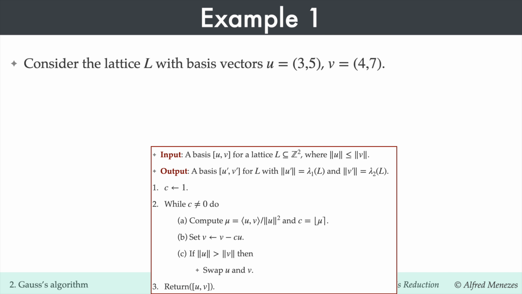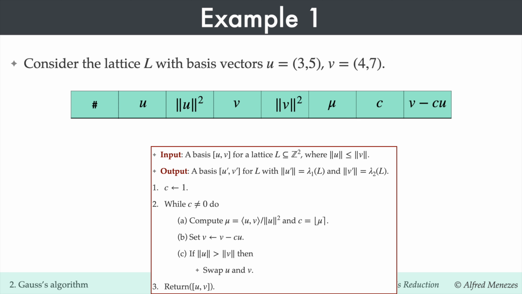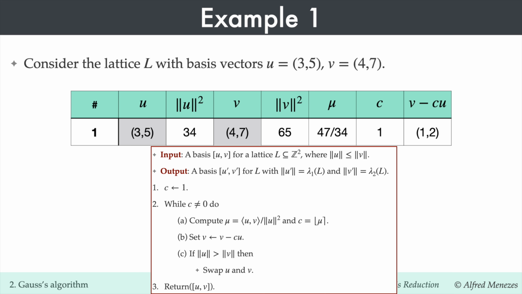Let's walk through an example of Gauss's algorithm. We're given a basis u, which is (3, 5), and v, which is (4, 7), for a two-dimensional integer lattice L. The table shows the squared lengths of u and v, the real number mu, and its closest integer c, and the new basis vector v minus cu. In the first step, the new vector is (1, 2). This vector replaces v, and since it's shorter than u, we swap it with u.